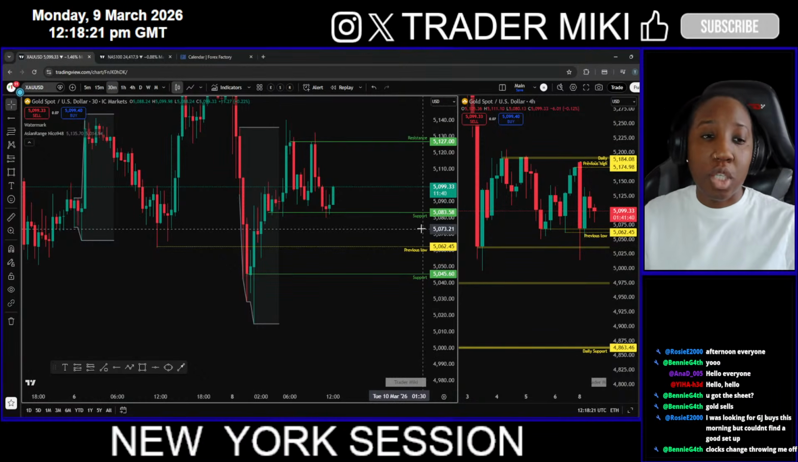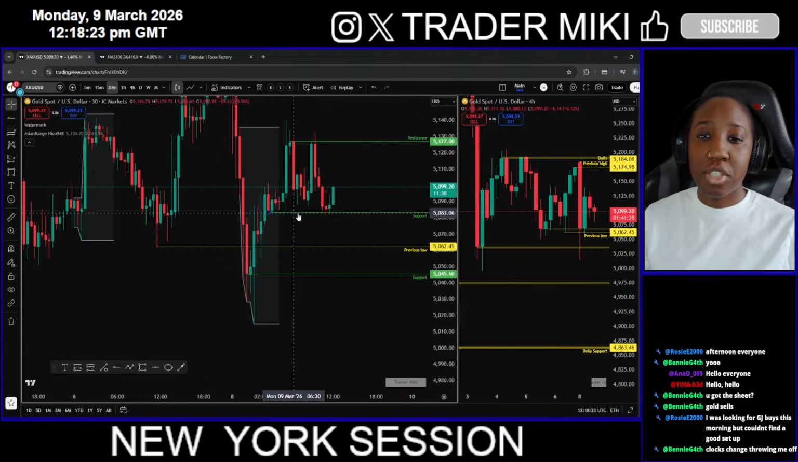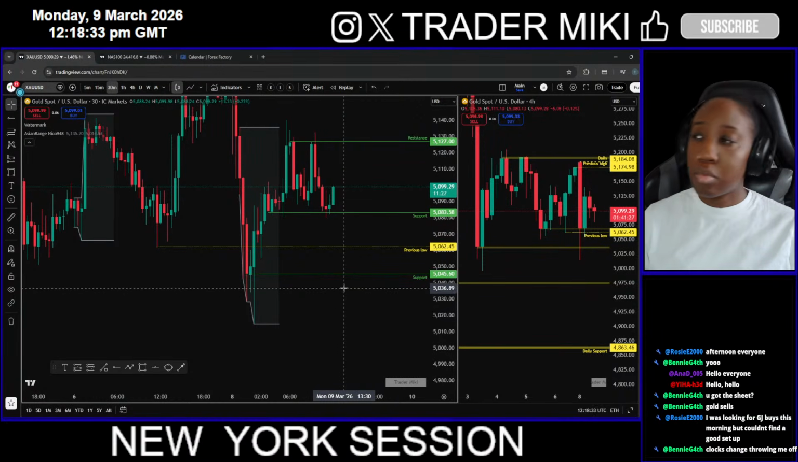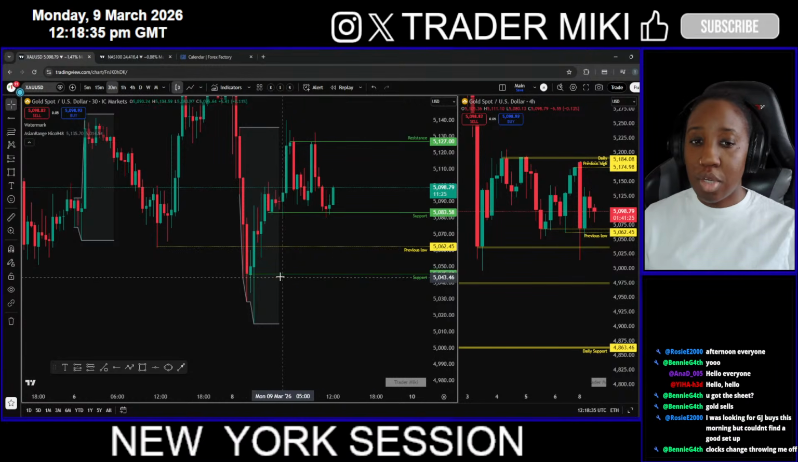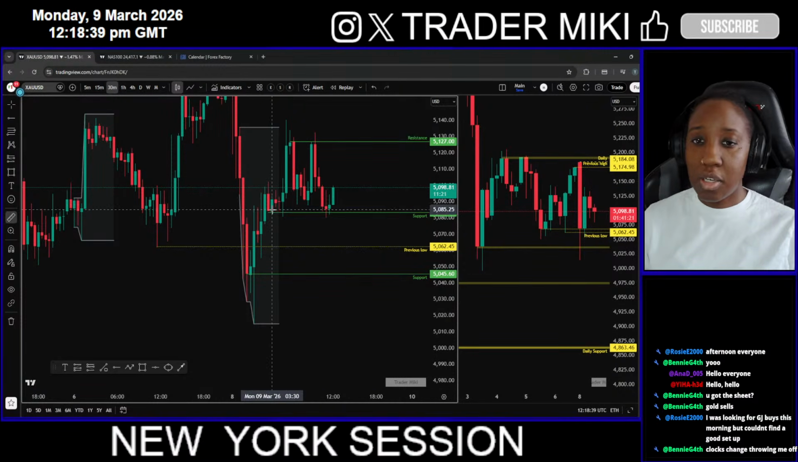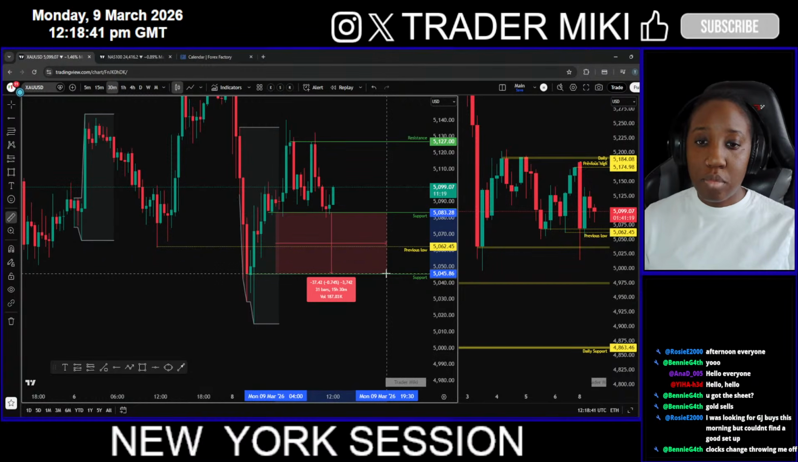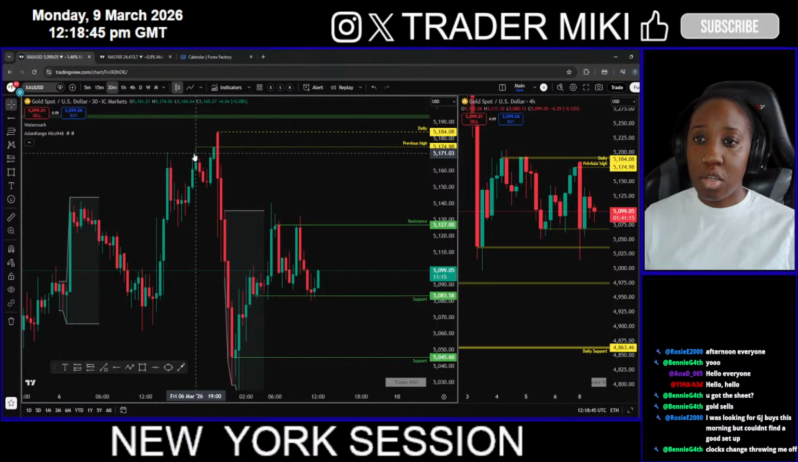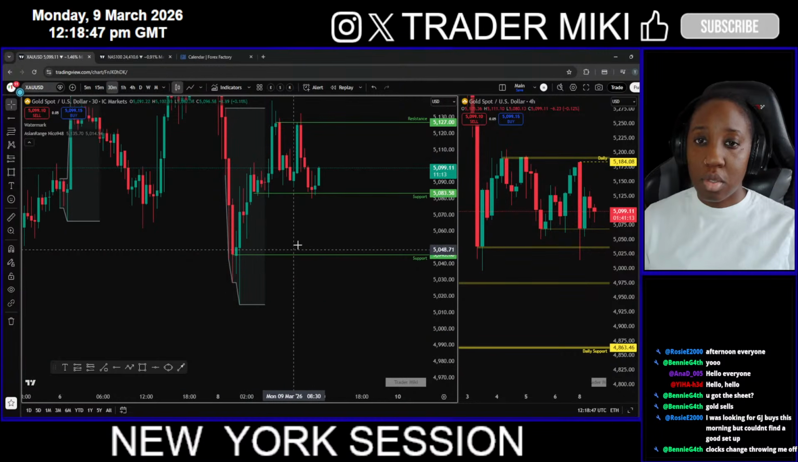So yeah, today if this support breaks, if I get a close below the support, I think I can get some more sells on gold. Just down to at least this next support. I mean, we've got a decent size range here. I don't even need this. Once the high and low is broken, don't even need it.